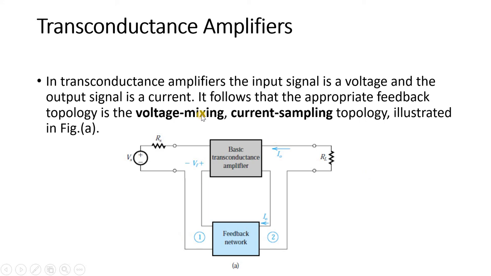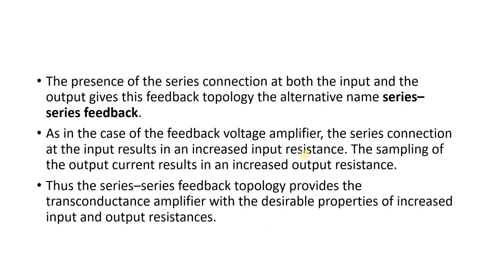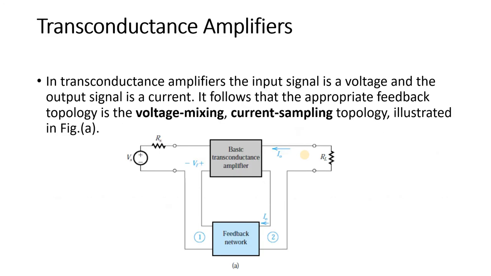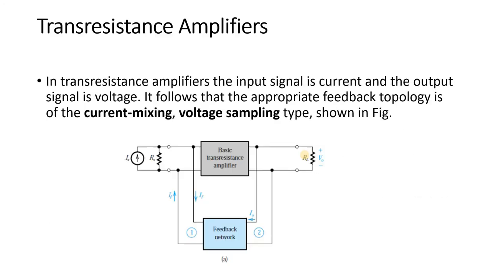Next is the transconductance. As I told, in transconductance the input is voltage and the output is current. So on the input side Vs, Vf, and the output is current, I naught. This is called voltage mixing, current sampling. Voltage we are going to mix over here, and from there we are going to get the current. So it is a voltage mixing, current sampling topology. Series feedback it is.